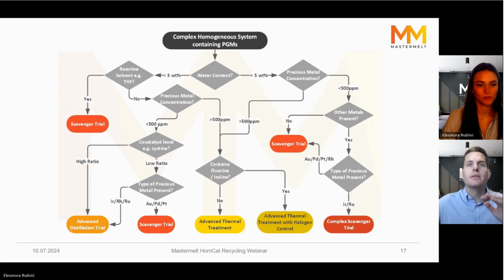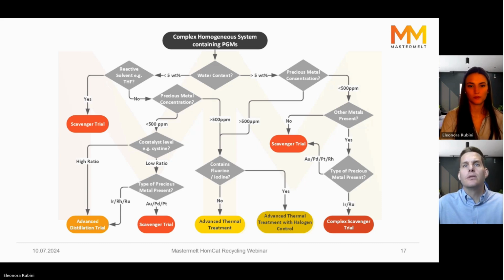If we shoot right back up to the top again, and we look at the water content and it's more than 5%, the first question we ask ourselves is, what's the precious metal concentration? And if it's more than 500 ppm, and that material doesn't contain any fluorine or iodine, then we would think the most appropriate route is advanced thermal pretreatment. So there's no additional processing in there. There may be some additions to the mix of the material, but we'll be looking to advanced thermally pre-treat it.